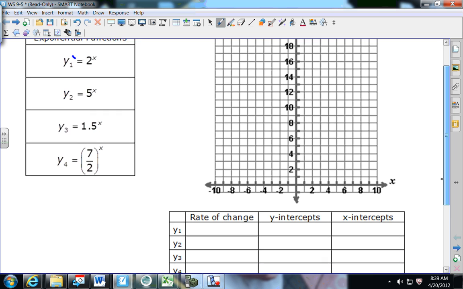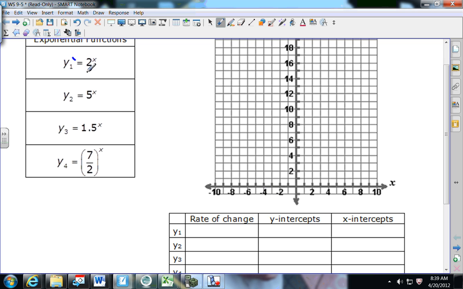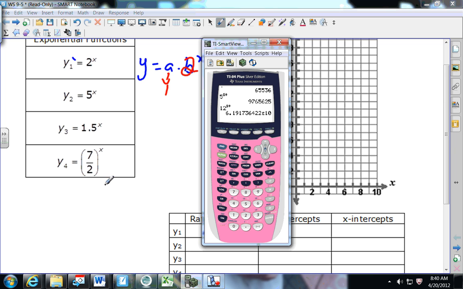First off, with y1, what number is the rate of change? It is a 2. Now, y'all, I said that it was y equals a times b to the x. B is 2. There's not a number sitting there in front of the 2 for that a, for that initial starting point. What is that number if there's not a number there? It's a 1. Okay, so when you went in the calculator, go in y1, and I put in there 2 to the x power, and I press graph.